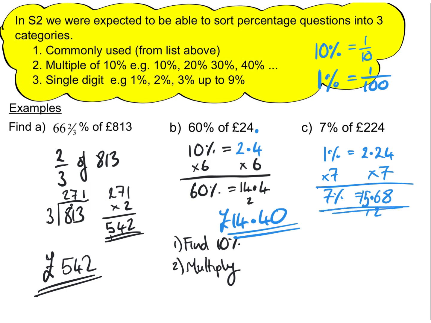15.68. And again, this question happened to be money, so £224, so this will be pounds as well, it'll be £15.68. So we're just going to make sure that's nice and clear, £15.68.